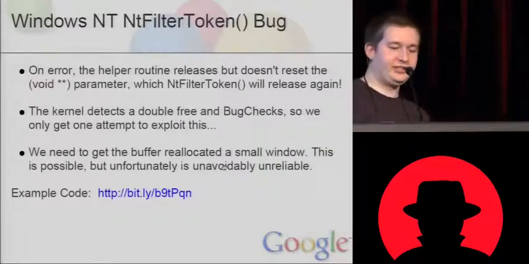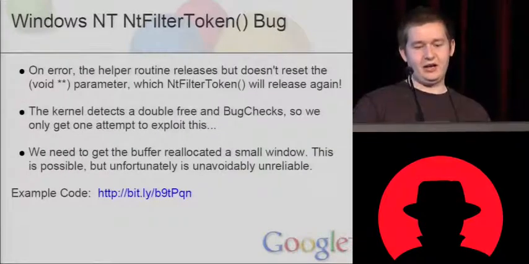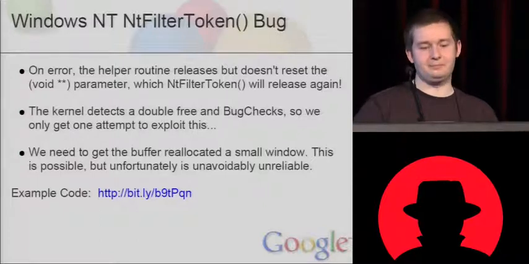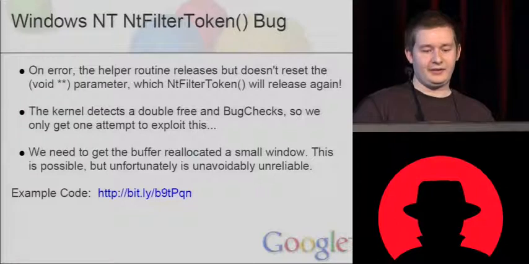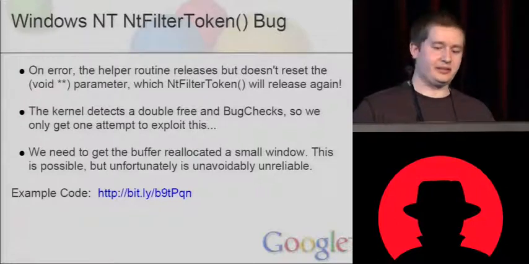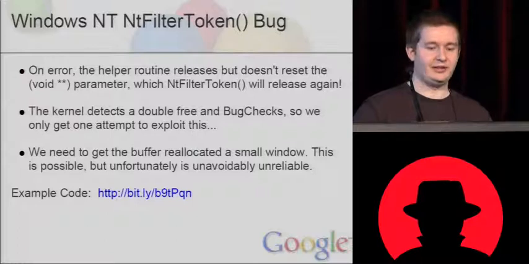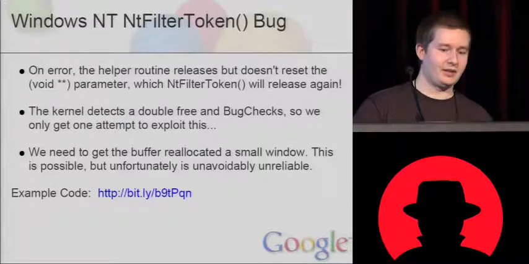So on error, this helper routine that was supposed to capture this user data would release the buffer that it was going to save the data into, and then return to NtFilterToken. But NtFilterToken didn't handle this correctly, and it would try to free the buffer again. Because there's only a short period between these two events, the kernel detects a double free and bug checks. So you only get one attempt to exploit this, and you need to get that buffer reallocated somewhere else within this very short period. We know this is exploitable on MP systems because using a debugger we can let ourselves win the race condition every time.